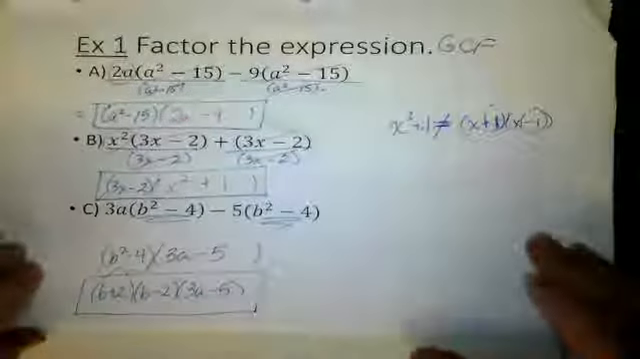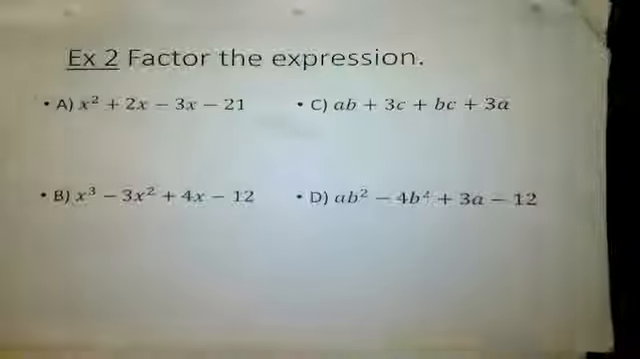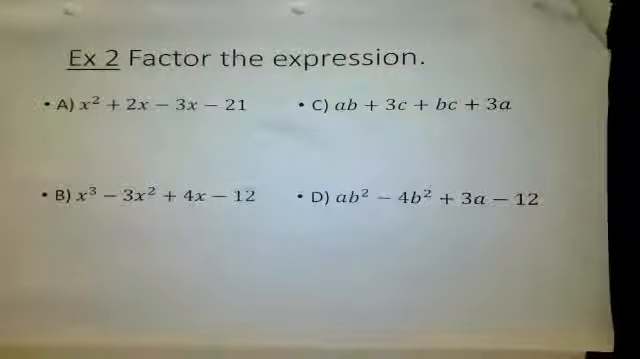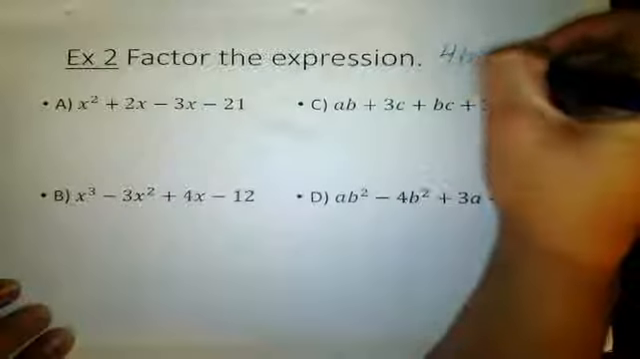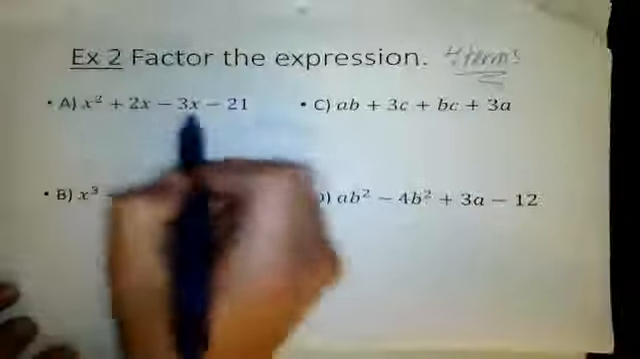Okay, do you have any questions on these? Those are pretty easy, right? Okay. Example 2. Factor the expression. How many terms do you see? 4 terms. When I look at the 4 terms, I see 1, 2, 3, 4 terms there.